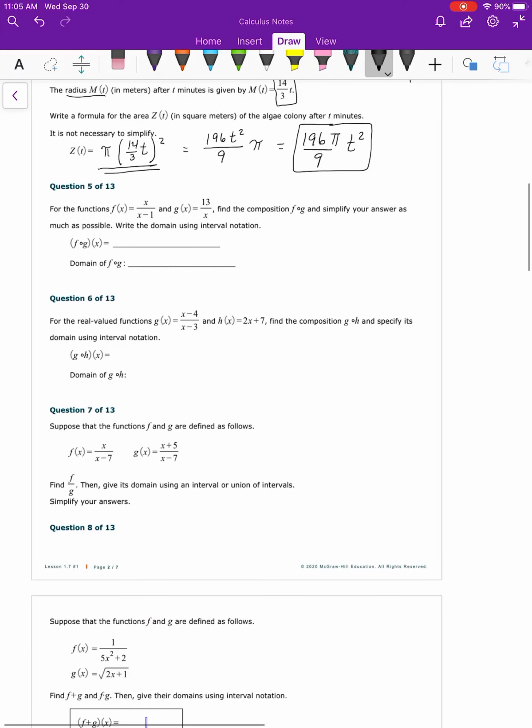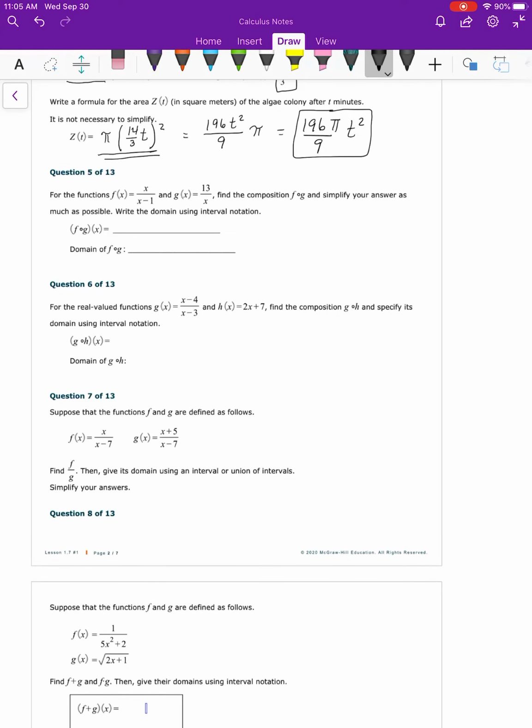Okay, on to question 5. For the functions f of x equals x over x minus 1 and g of x equals 13 divided by x, find the composition f composition g, and simplify your answer as much as possible. Write the domain using interval notation. So I'm taking the g and putting it into the x in f. Notice that there are 2 places where we have an x in f, so I'm going to have to put this entire function in both of those spots.